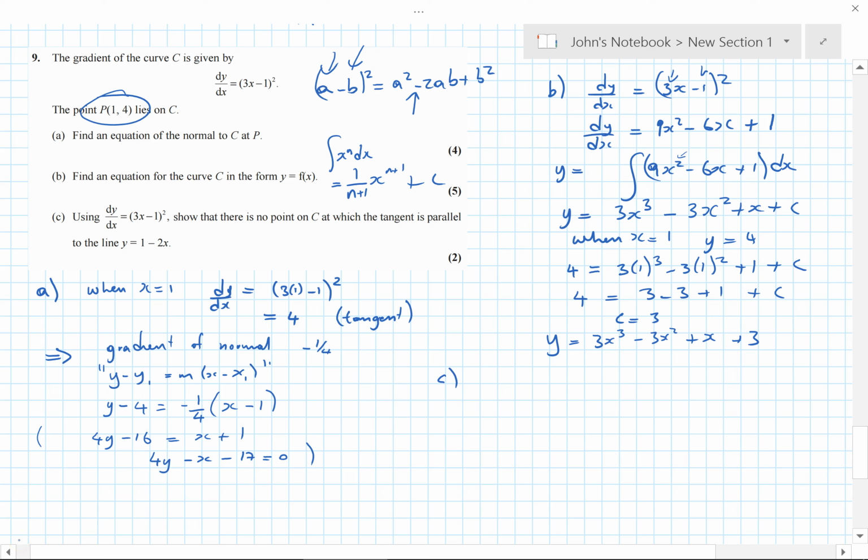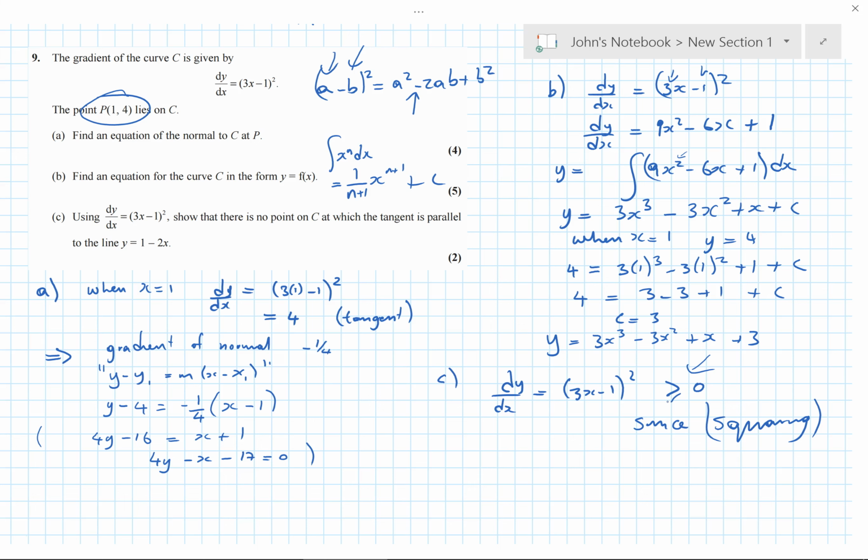Right, slightly unusual question C, trying to get you to show something that should be kind of obvious. The thing is, this has got a negative gradient, but this can't be negative because we're squaring it. So we've got dy by dx is equal to (3x minus 1) squared is greater than 0, since we're squaring. For exam purposes, you could just say that it's greater than 0, because it could be equal to 0, of course. So be careful. So greater than or equal to 0.